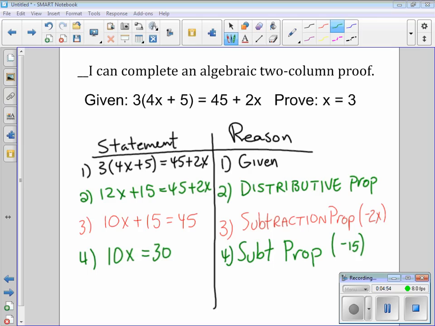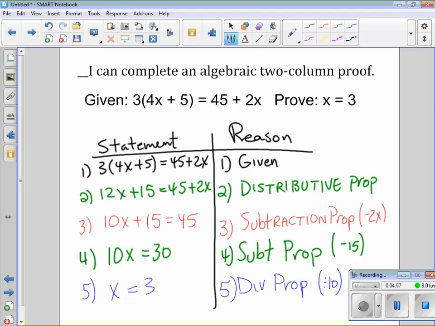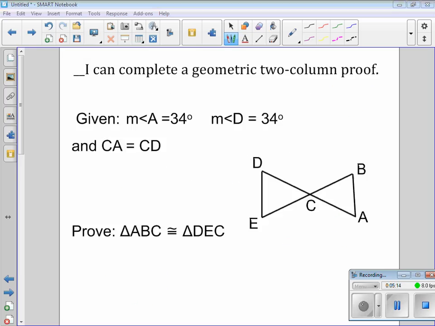5. And there I have it. X equals 3 because from line 4 to 5, I divided both sides by 10, and that gave me x equals 3. I know I'm finished because what they asked me to prove is now my last statement. Okay? Let's move on.